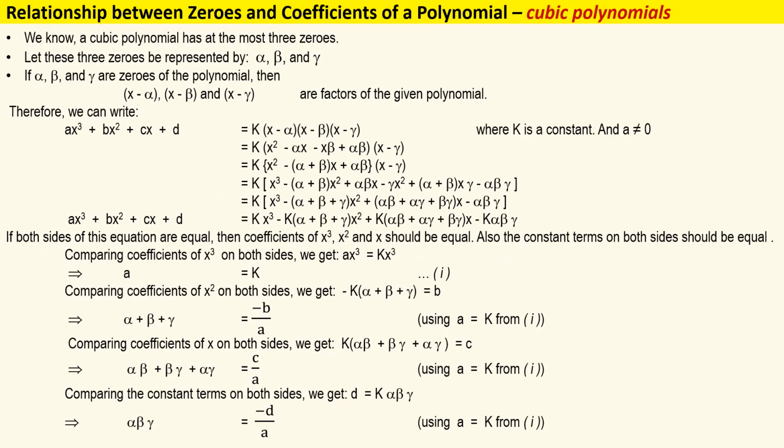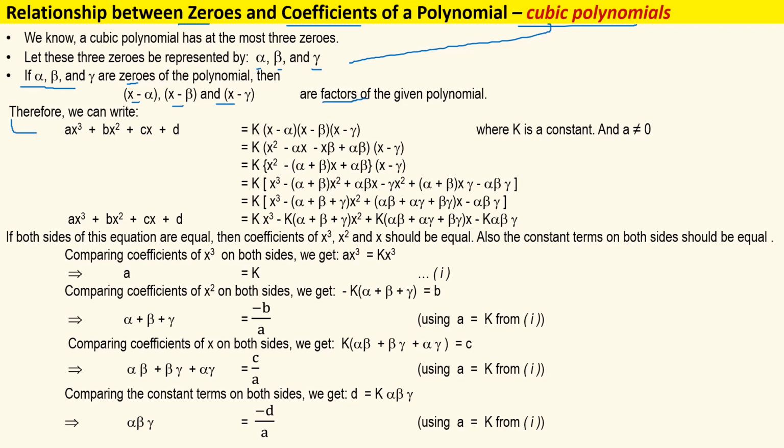Now let's take it to the next level and let's talk about the relationship between zeros and the coefficients of cubic polynomials. We know that a cubic polynomial will have at most 3 zeros, and let us show them by 3 letters: alpha, beta, and gamma. And if alpha, beta, and gamma are the zeros of the polynomial, then x minus alpha, x minus beta, and x minus gamma will be the factors of the given polynomial.